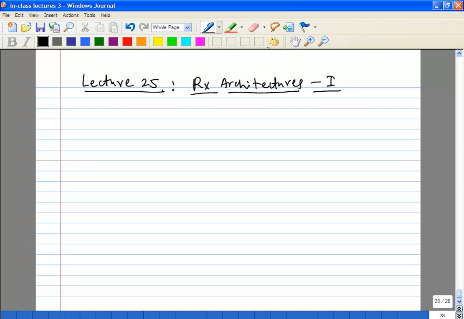In today's class, we'll start looking at some RX architectures. If you remember, we looked at it very briefly in one class, maybe a month and a half back. So we'll look at it in a little more detail in today's and tomorrow's class. The first one we'll look at will be the direct conversion. Last class we looked at direct conversion and heterodyne TX architectures, so we'll look at the same thing for RX.